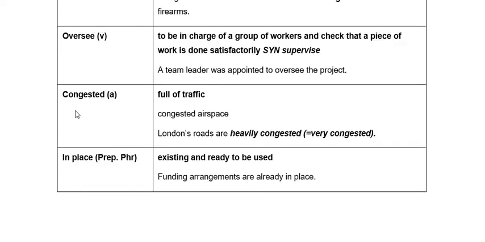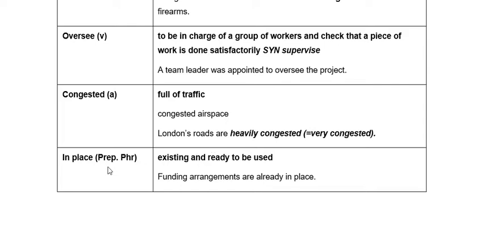Okay, the next word on the list is congested. Congested means full of traffic. Congested airspace. So there is very heavy traffic in the airspace. Congested airspace. Or London's roads are heavily congested. Remember this collocation. Heavily congested just means very congested. Okay, so try to use that adverb next time when you say, for example, the road is congested. You can actually say the road is heavily congested, meaning full of traffic.